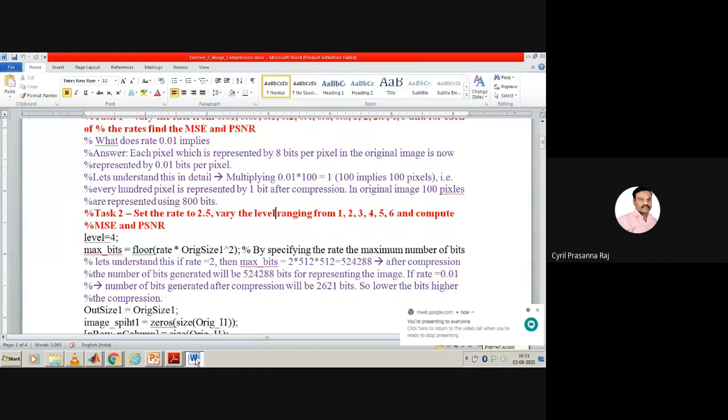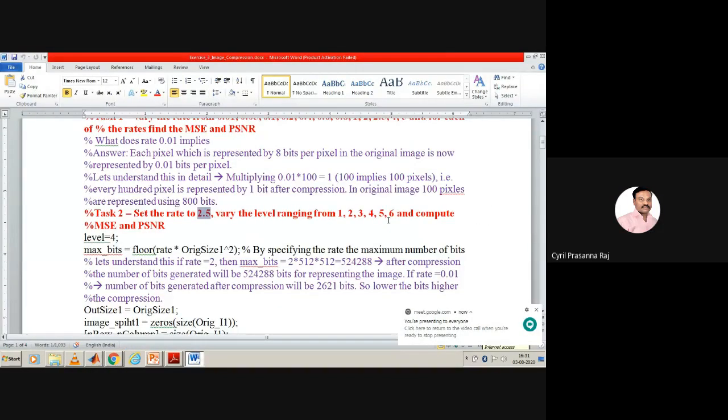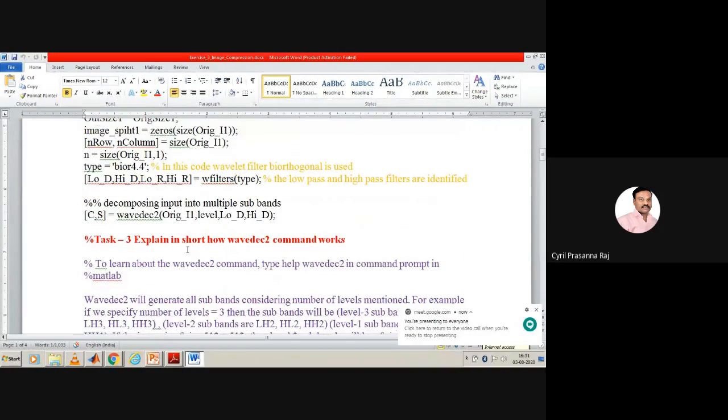Now if you see the level, the level is 4. I want you to change the level from 1 to 6, but the rate should be fixed at 2.5. Is it clear? Keep varying the level from 1 to 6 and then again find out mean square error and PSNR. Then you should see what the meaning of the wavelet decomposition command is. I want you to write a small note on this. What is wave decomposition? wavedec2.